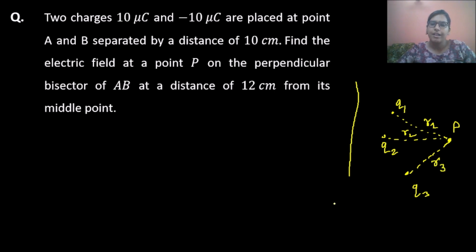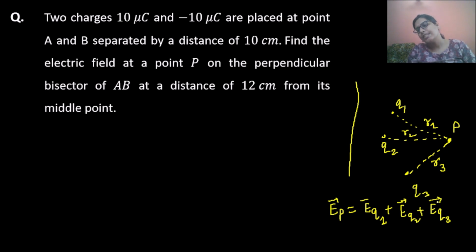So what will be the electric field at P? It will be electric field due to Q1 in vector form, plus electric field due to Q2 in vector form. Similarly, electric field due to charge Q3 in vector form. So we simply add electric field in vector form, right? This is the superposition of electric field intensities.